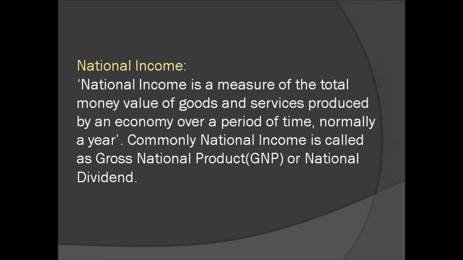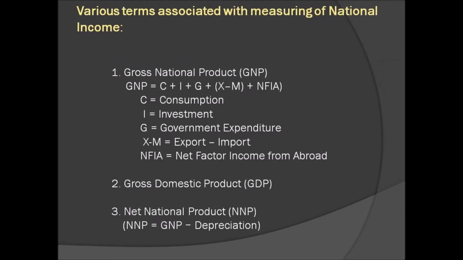This manufacture of goods and services might be within the domestic boundaries of a country or outside the country, but it must be by the resident of that country. National income is commonly called gross national product or national dividend. Here are the various terms associated with measuring national income.